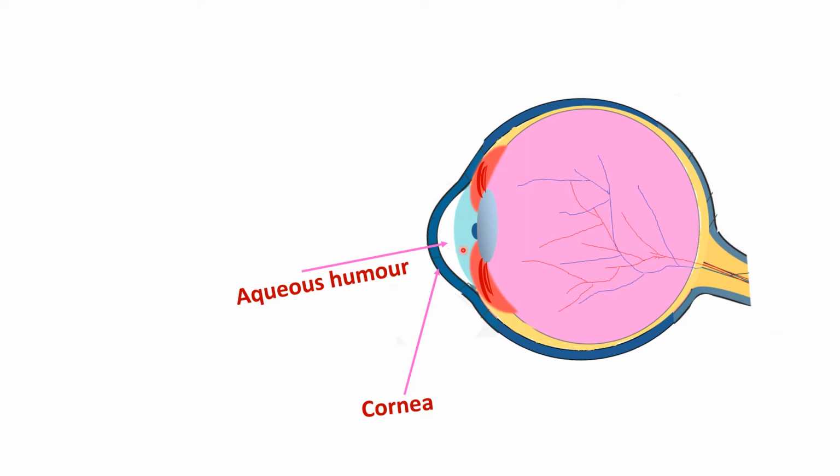This blue part. Behind the aqueous humor, there is a ring-like structure called the iris. The color of iris actually indicates the color of the eye. The iris also helps regulate or adjust exposure by adjusting the iris.